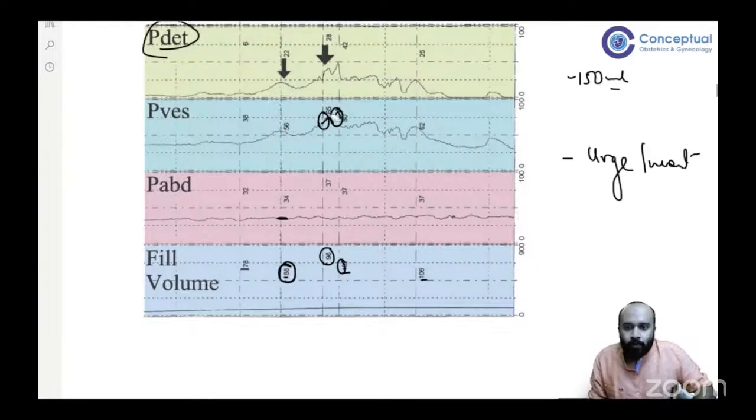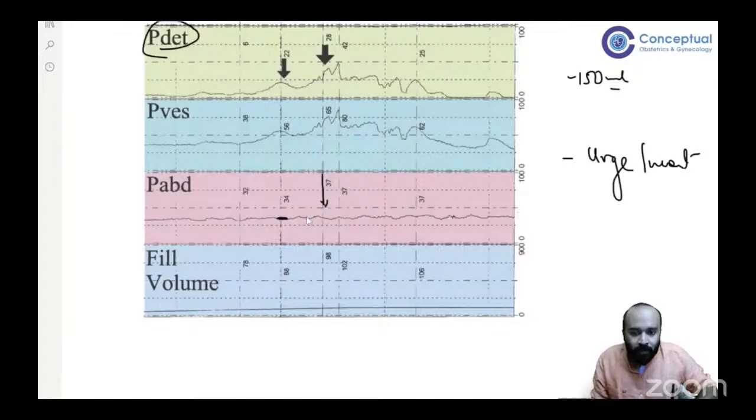So, in SUI, this urine is not going to make much of a difference. But whenever I ask the patient to cough, let us assume that I ask the patient to cough at this point. When a person coughs, this abdominal pressure is going to increase. And at that very instance, the detrusor pressure is also going to increase. The P vesicle pressure is going to increase. And the volume is going to go down.